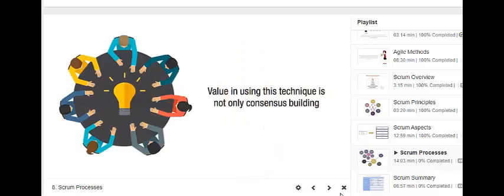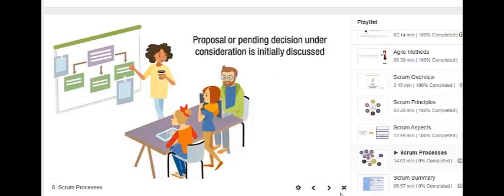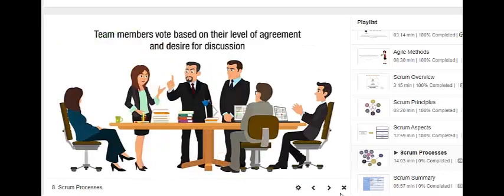The value in using this technique is not only consensus building, but also driving discussion because team members are asked to explain the reason for their estimates. Used as a general consensus building technique, the proposal or pending decision under consideration is initially discussed. Then, the team members vote based on their level of agreement and desire for discussion.